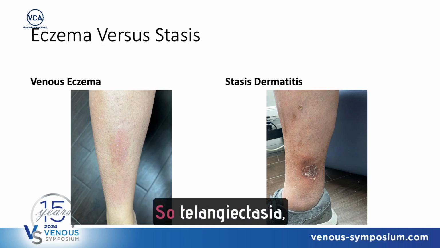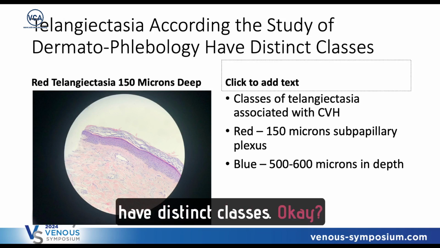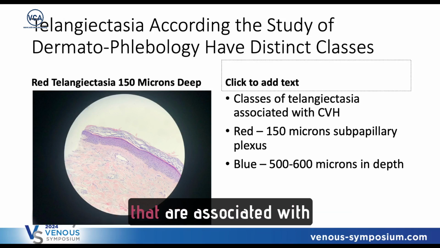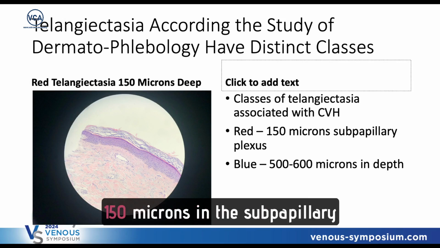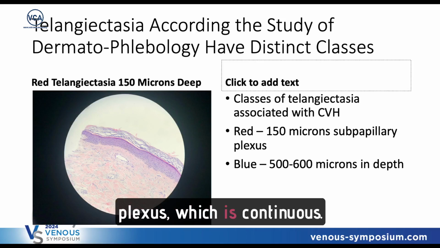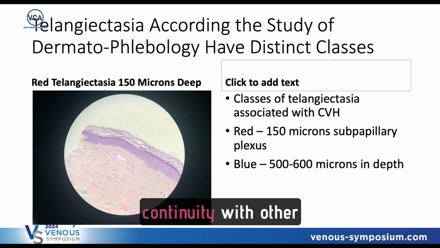So telangiectasia, according to the study of dermatophlebology, have distinct classes. Okay. Now there are classes of telangiectasia that are associated with cutaneous venous hypertension. The red telangiectasia are about 150 microns in the subpapillary plexus, which is continuous. Now the blue ones are about 500 to 600 microns in depth. There may or may not be continuity with other polygonal drainage systems.